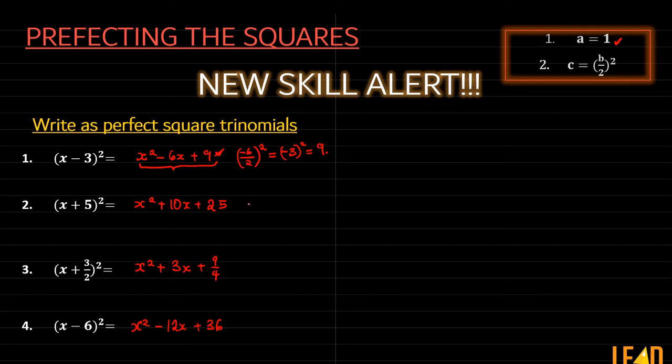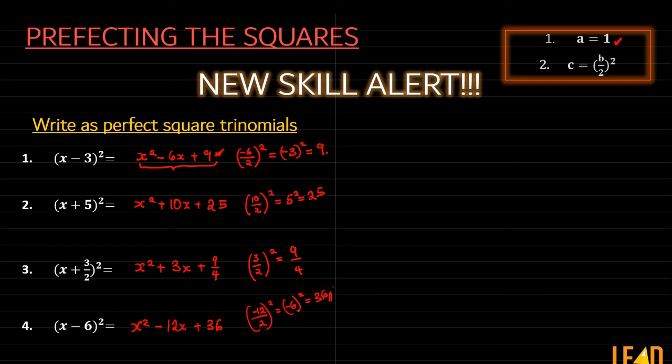Let's try for this one. That would be 10 over 2 all squared, which gives you 5 squared, which gives you 25. This one would be 3 over 2. B over 2 is 3 over 2. When you square it, you get 9 over 4. And then the last one is minus 12 over 2, which gives you minus 6, which gives you 36.